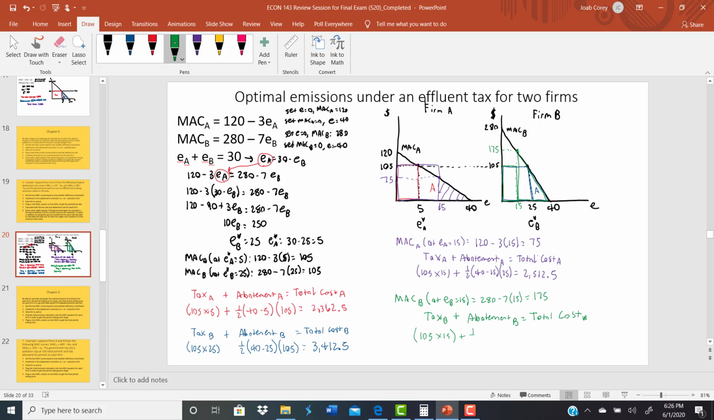So that's equal to 1/2 of 40 minus 15 that we now need to multiply by 175. If you calculate that through, then you should get 3,762.5. Again, notice that that is higher than the 3,412.5 that we had originally.